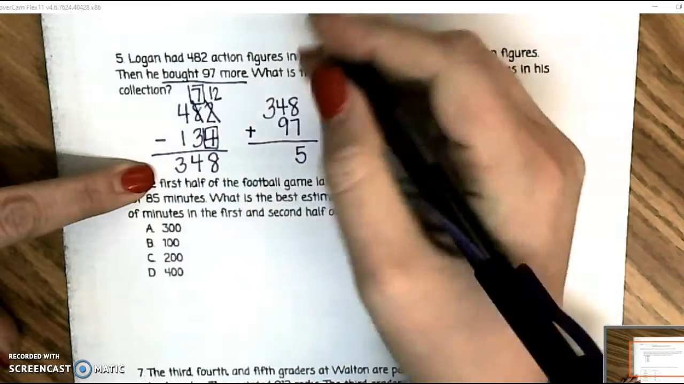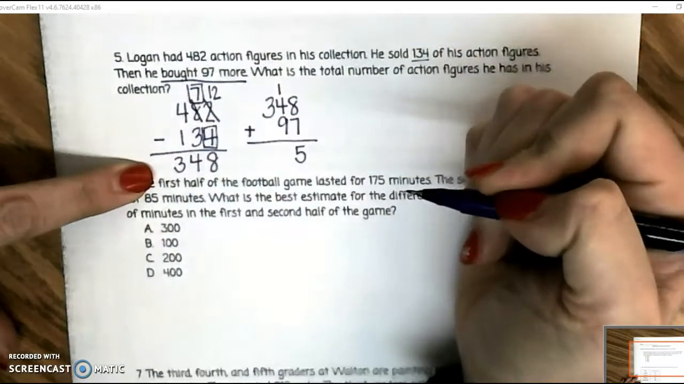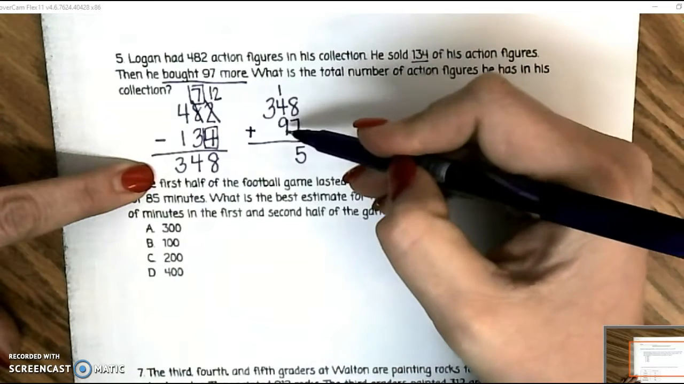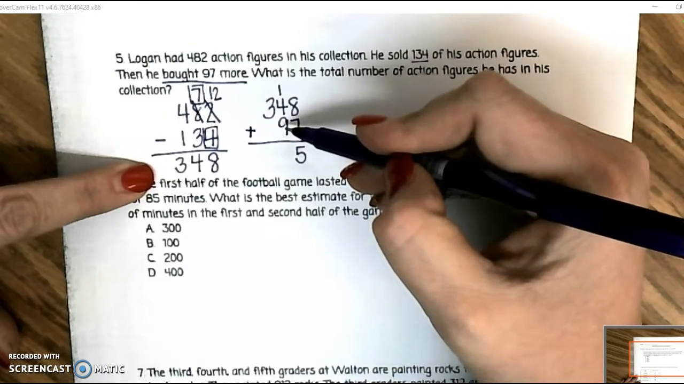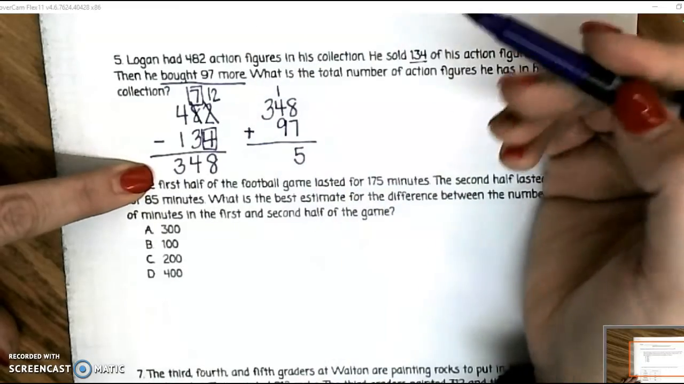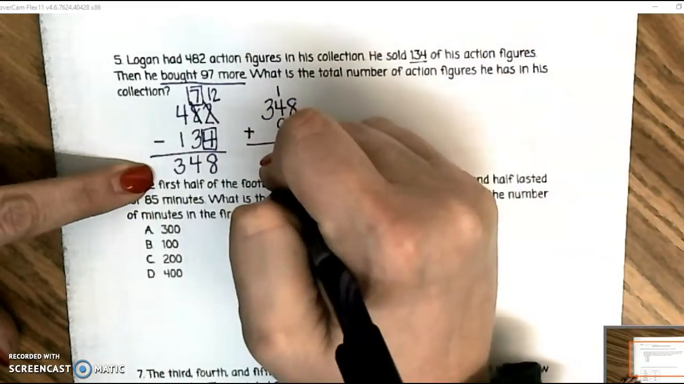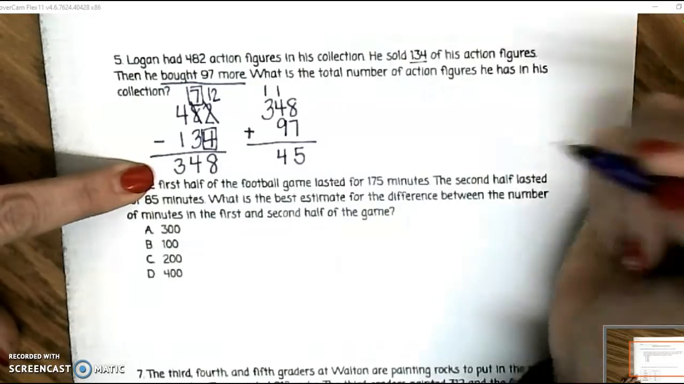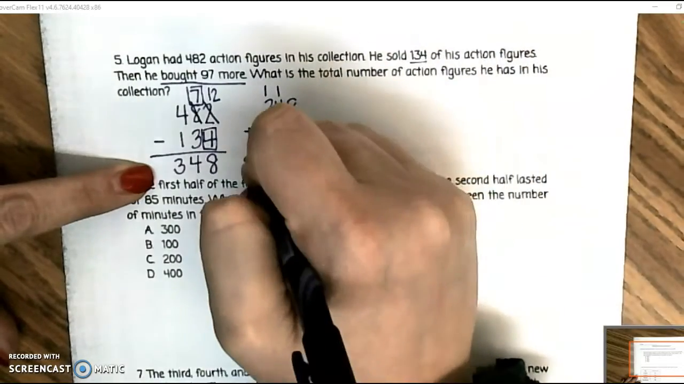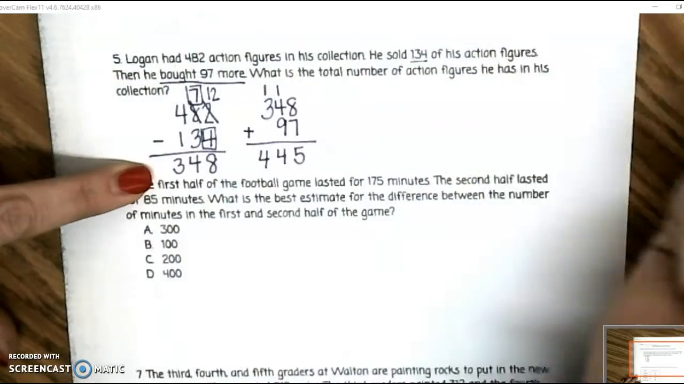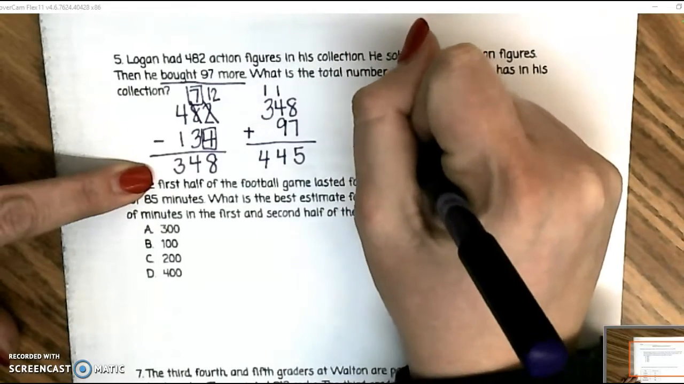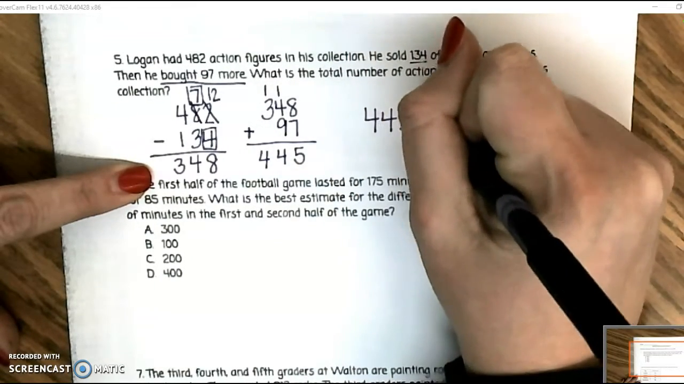I'm going to bring my 5 down and regroup the 1 from the 10 space because I can't put two digits in the same place value. Then I like to look at friendly numbers. 9 plus 1 is 10. And then 10 plus 4 is 14. Bring my 4 down, regroup the 1. And then 1 plus 3 is 4. So the total number of action figures he has now is 445 action figures.